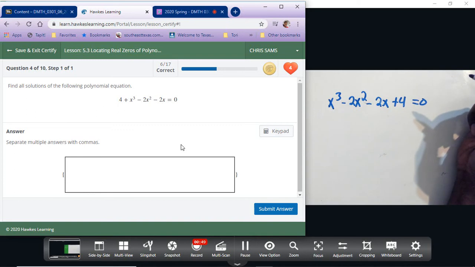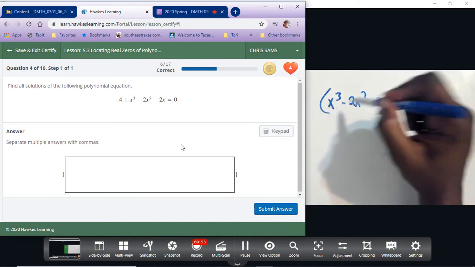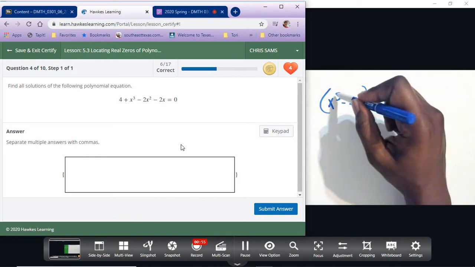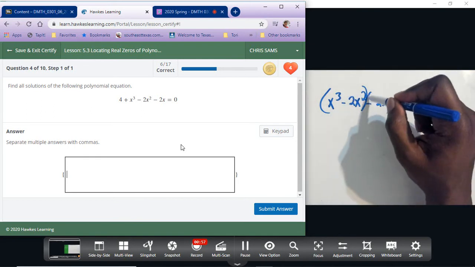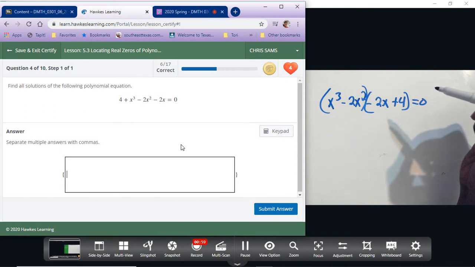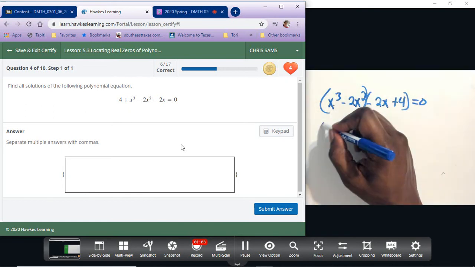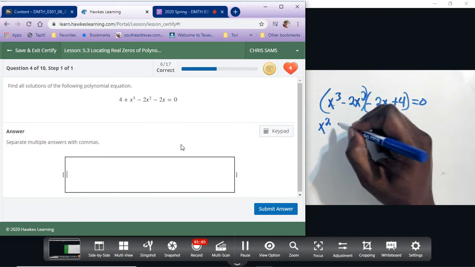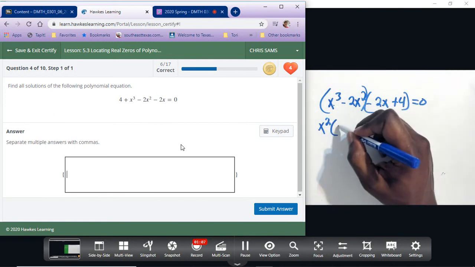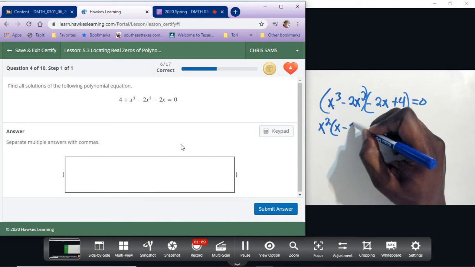Alright, so one thing we want to try to do is factor by grouping. If you have a cubic, 4 terms, try factor by grouping. So both of these terms right here, we can pull out an x squared, and then what we have left is x minus 2.